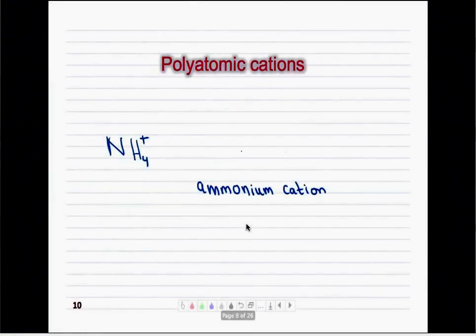Now, the polyatomic ones. There are a lot out there, but the only one that you're going to see in this course, just because this course is not an extensive one, is the polyatomic cation. By polyatomic I mean that it consists of more than one atom. It is the ammonium cation, and this is the ammonium cation.